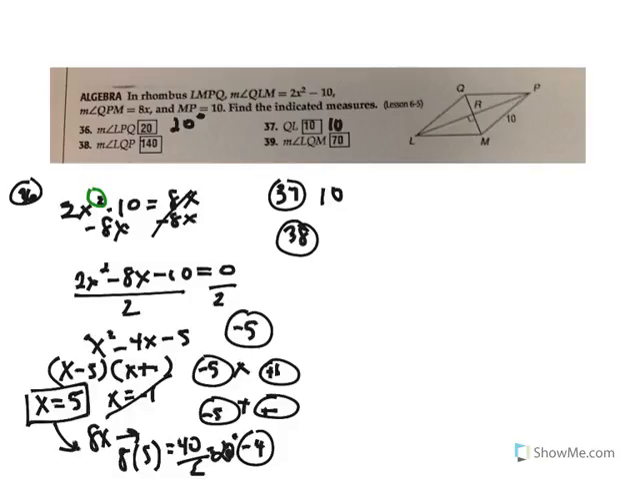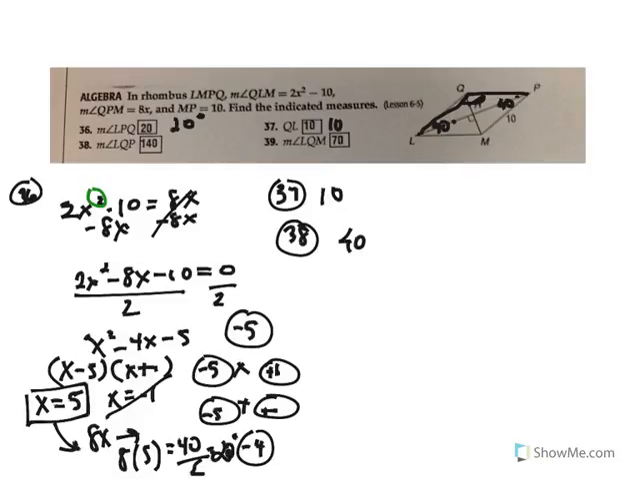LQP. So angle LQP. So this big angle right here. We need to find the measure of it. Well, we know that this angle here was 40. Opposite angles are congruent, so this angle has to be 40. And I know that all of the angles in a parallelogram add up to what?